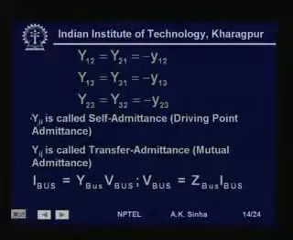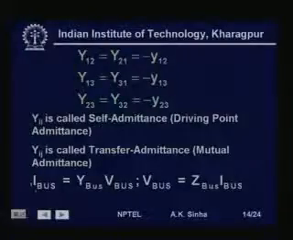Now, the elements of this Y bus matrix Yii, that is the diagonal elements, are called the self admittance or the driving point admittance of the network at bus i, and the element Yij, that is the off diagonal element, is called the transfer admittance or the mutual admittance between bus i and j, and in short we can write this relationship as I bus is equal to Y bus into V bus.